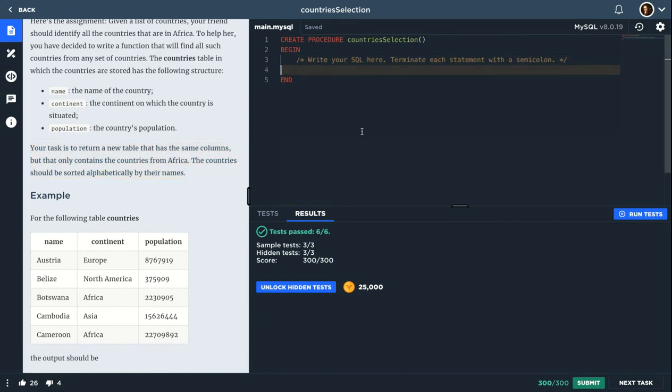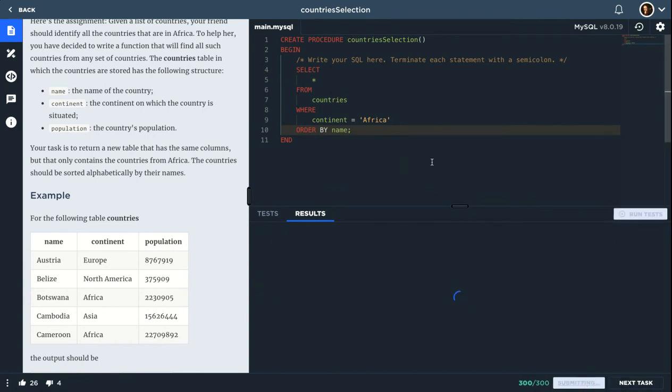So they said select the same columns, so select star from the table, the name is countries. Now we need to add a where condition because we need only the countries that are in Africa. So our continent is equal to Africa. And we actually need, so they're telling us to order them by name. Order by name. It's ascending by default, so you don't need to add it. Okay, just like this. Submit.